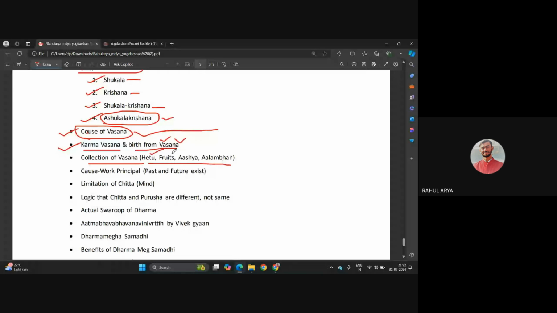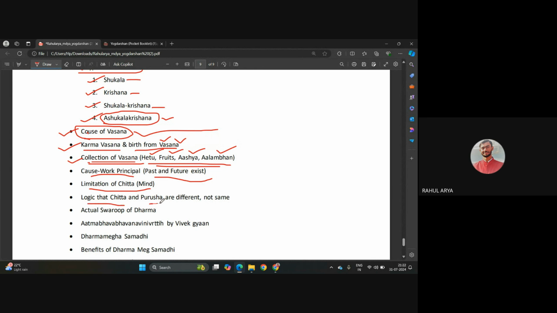Note it down: hetu, phala, ashraya, and alambana. Because of these four things, the vasana is collected in this body. And cause and effect principle, past and future existence. Limitation of chitta is described here.